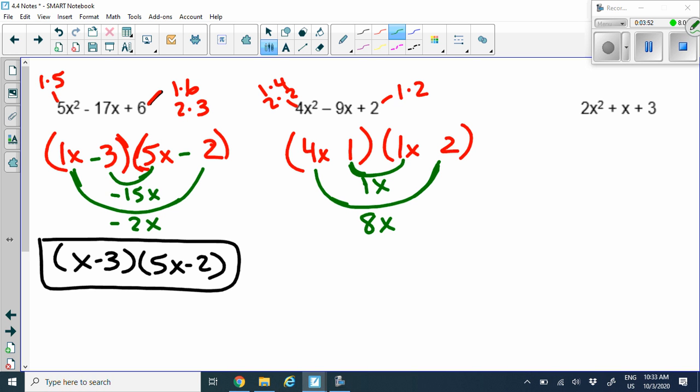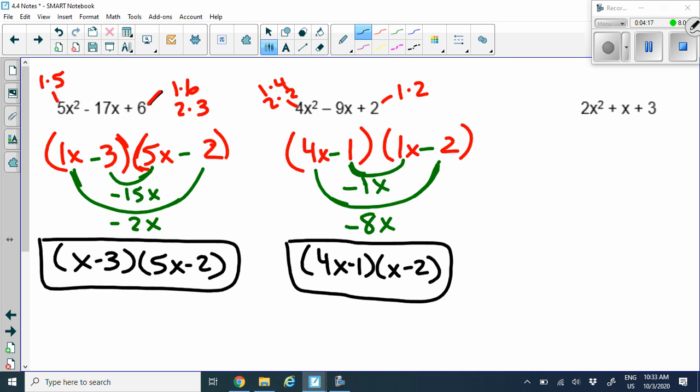Yes. Now, in order to get to a negative, both the 1 and the 8 have to be negative. That means both of these will be negative as well. So our final answer here is 4x minus 1, and we have x minus 2. And this also works because if we multiply our constants, so the negative 1 times negative 2, that does multiply to a positive 2. So that works. Okay, go ahead and try the next one. Pause the video and do so.